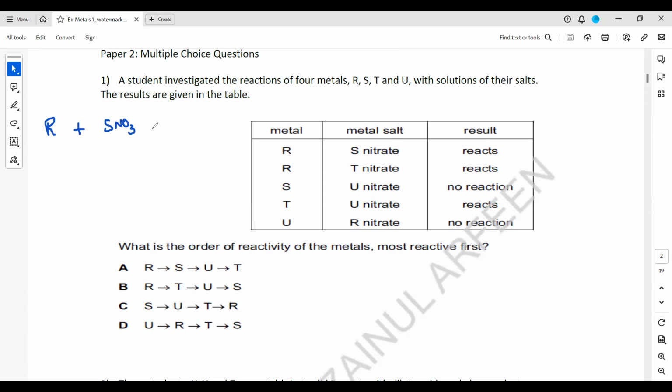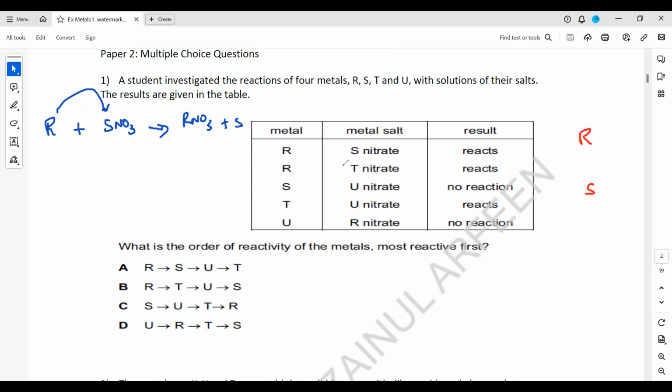Now S nitrate means, for example, SNO3. It can be any metal. There is a reaction, so it displaces. It will become R nitrate plus S. So which is more reactive, R or S? R, because R is able to displace S. So R should be above and S should be below.